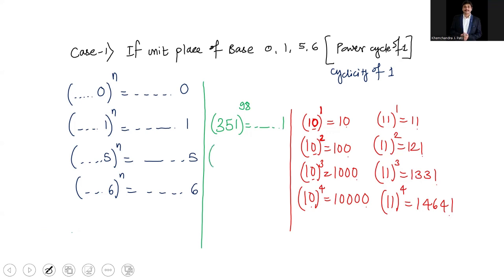Now, if I am asking you 956 raised to 23, what is the unit place of this expansion? That's it. Whatever the unit place is, it is decided from the unit place of the base. So this is 6. 6 raised to anything always ends with 6.